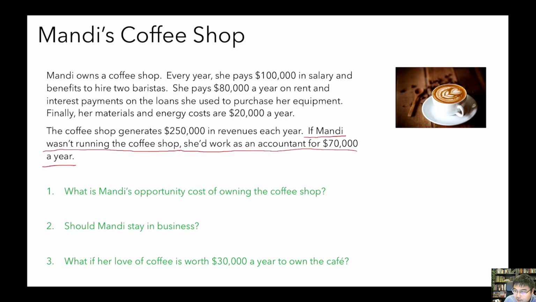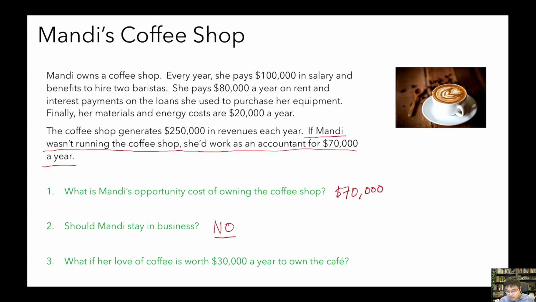Well, it says right here, if she weren't running the coffee shop, then she'd work as an accountant, right? So her opportunity cost is $70,000 a year. So based on this, should Mandy stay in business? Well, from the previous slide, we saw that Mandy's profits per year are $50,000. And here we're saying that she could have been making $70,000 as an accountant instead. So should Mandy keep running her coffee shop? Without any further information, the answer would be no, right? She'd make more money working as an accountant rather than running this coffee shop.